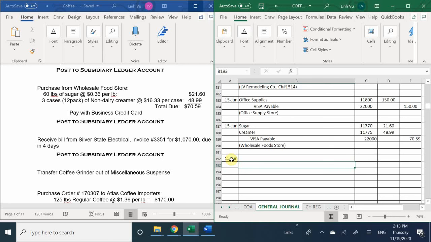Remember, we need to do a double entry. So accounts payable is going to be the second account. But the first account that I want you to recognize is, where is the coffee grinder? So we're going to put it in the miscellaneous suspense, because this is going to be considered as part of the cost of the asset. And because we're not paying it now, we're going to create an accounts payable. So you need to dive into both accounts because that's what double entry requires.